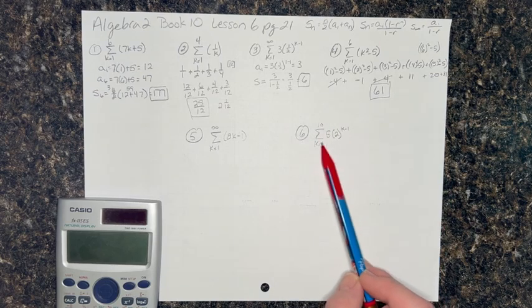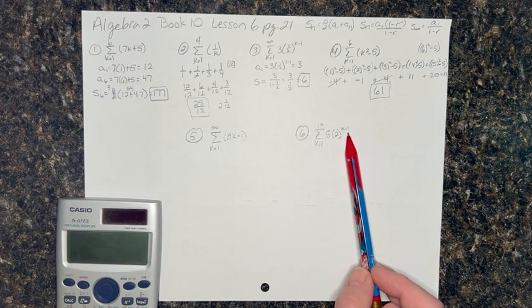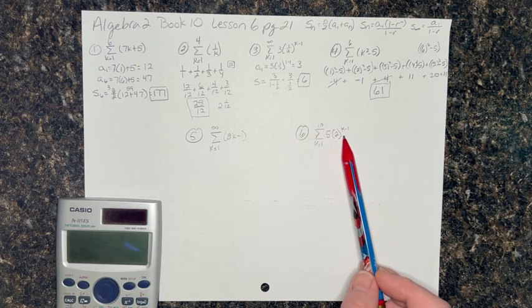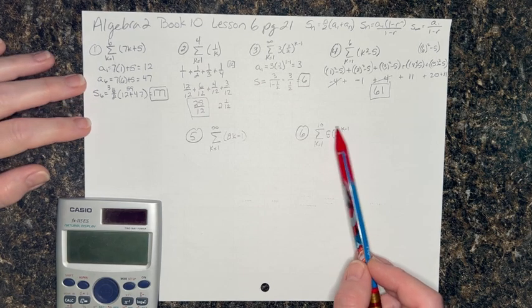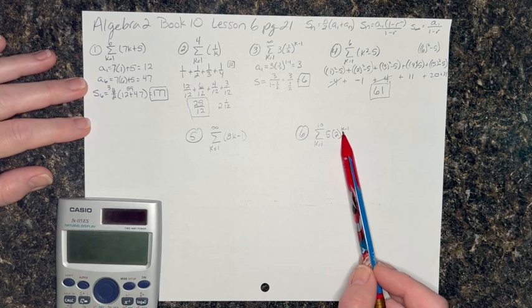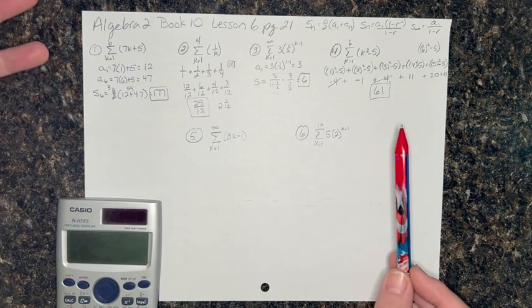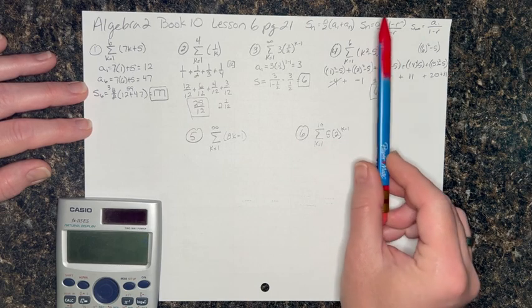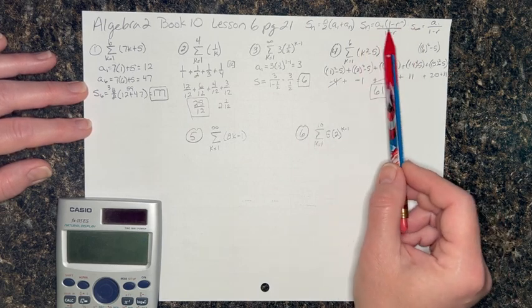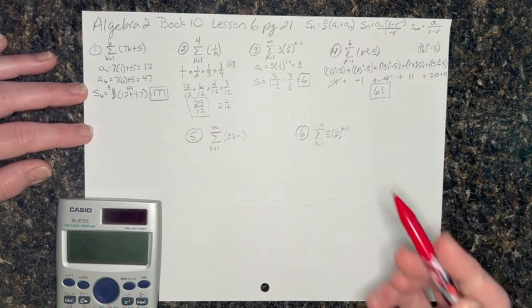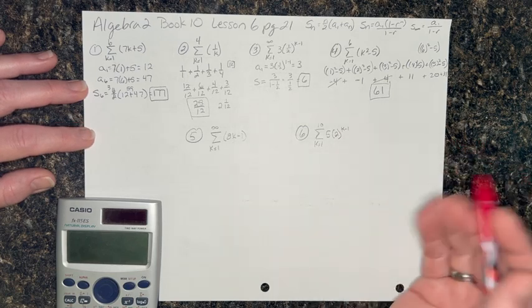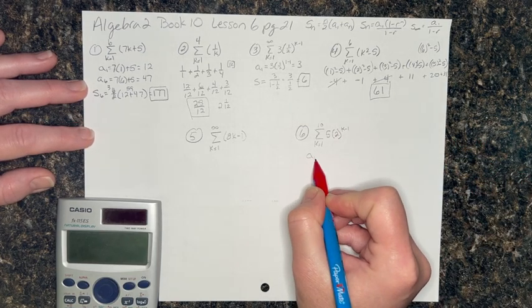For number 6, we have the summation of 5 times 2 raised to the power of k minus 1 from k equals 1 to 10. Now, this one we can solve because we have our ratio, which is 2. We have it raised to the power of k minus 1, which is what we need to start this, okay? And therefore, we can solve this. This is a geometric series, so we will use this formula here, which we haven't used yet. So we get to use that one finally. But we need to know our a sub 1 to follow that through. So let's calculate our a sub 1.